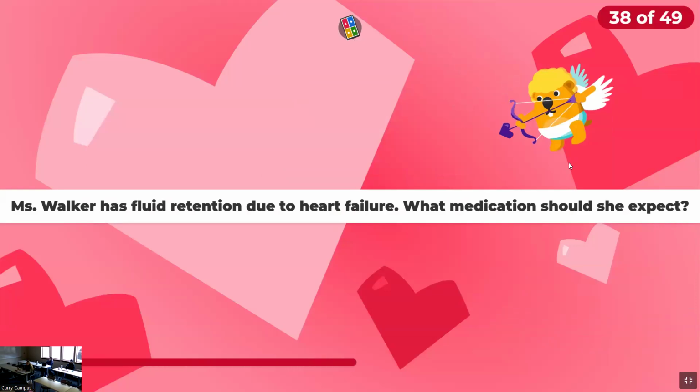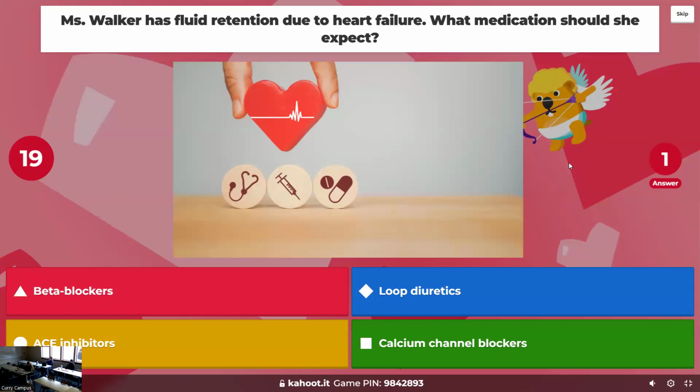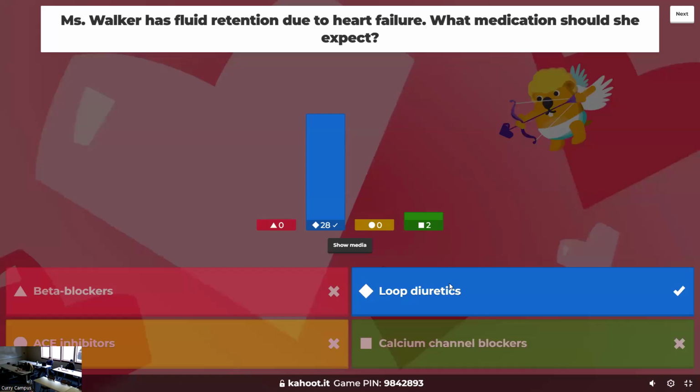Mrs. Walker has fluid retention due to heart failure. What medication should she expect? And the green is calcium channel blocker, yellow ACE inhibitor. Good. Loop diuretic. So Lasix is one of the most popular ones that we give for heart failure.